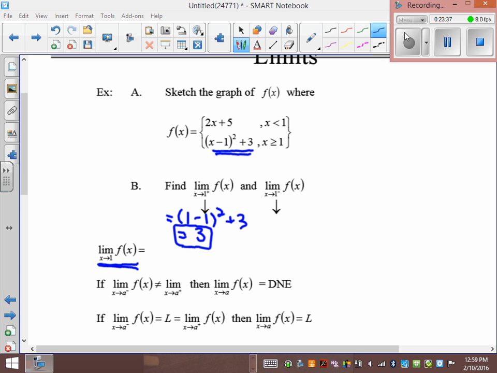Now I'm hoping from the left it's 3 as well so that I have something when it approaches just 1. So now I have to try from the left. Which of these equations represents from the left? Seth? Which one represents from the left? The top. So we're going to plug the number 1 into that one. 2 times 1 plus 5. It's 7.